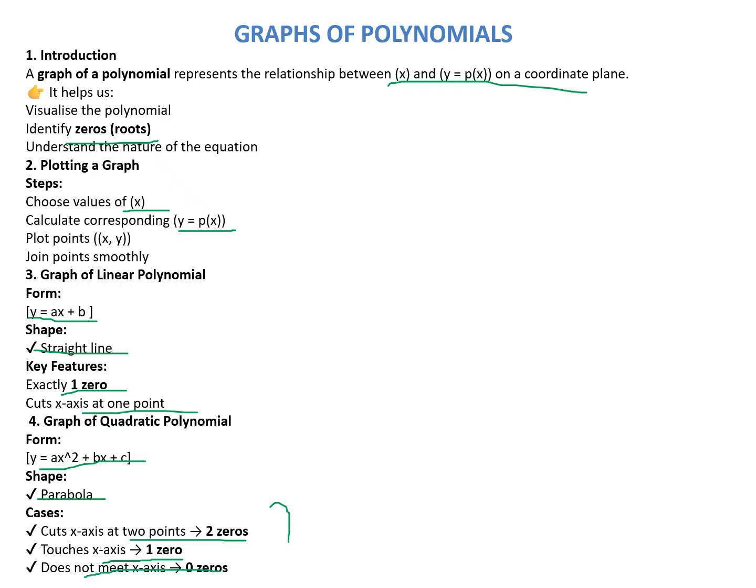So which means that a particular polynomial with quadratic, which is degree 2, which is ax square plus bx plus c, may cut the x-axis at 2 points maximum, may touch the x-axis at 1 point, and may not meet the x-axis, which means that we have an equation wherein there are no real zeros for the quadratic equation. So we'll move to the next slide and look at the same for the cubic polynomial.